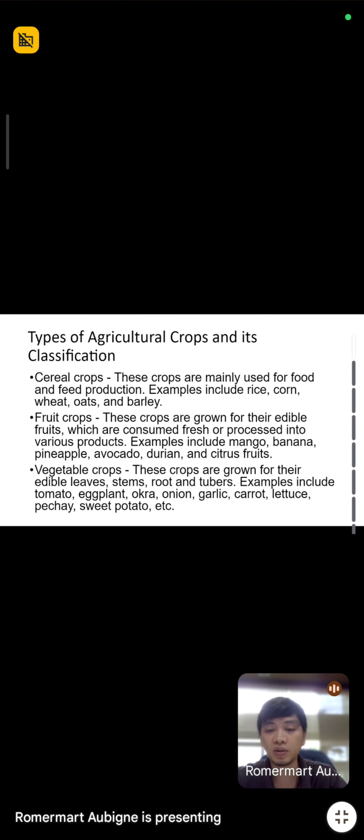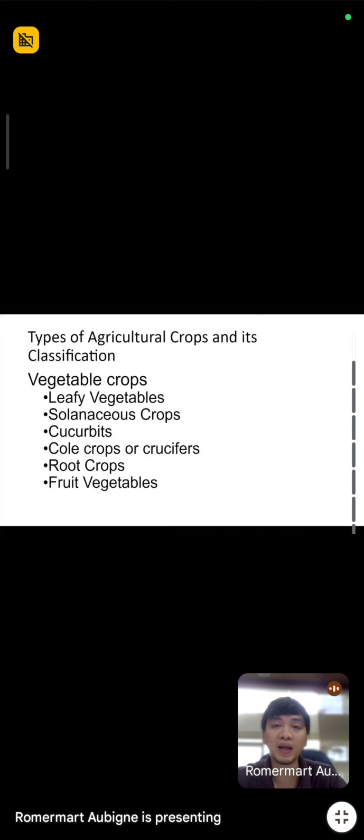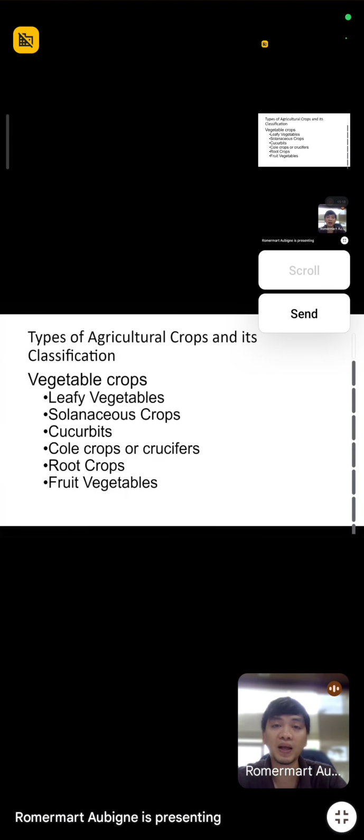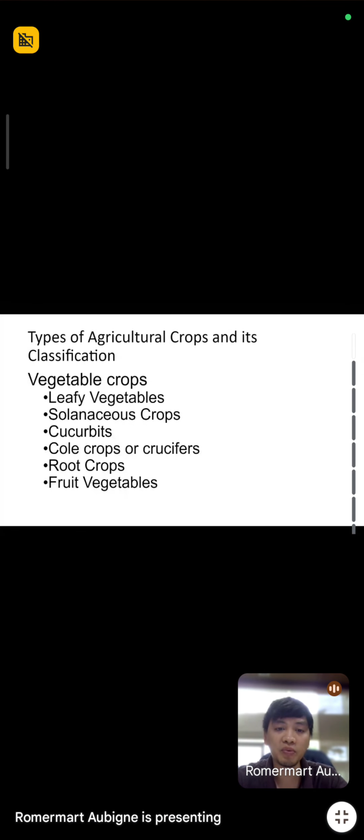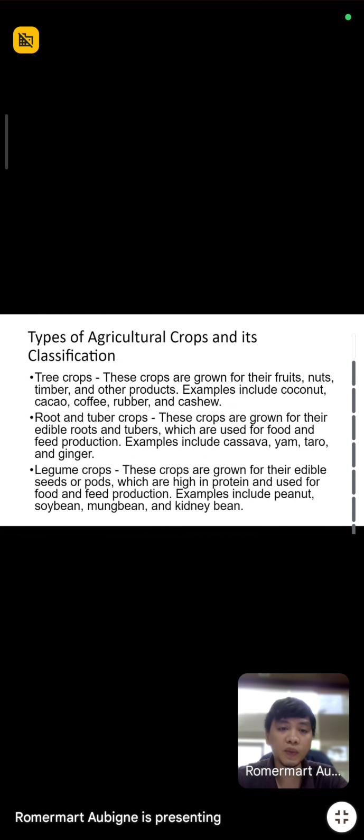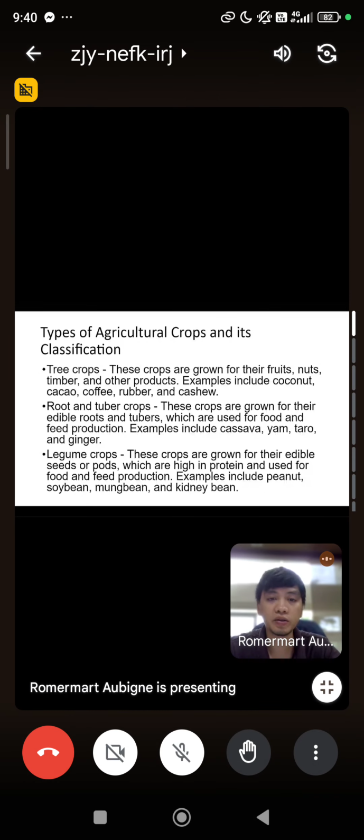For the vegetable crops, these crops are grown for their edible leaves, stems, roots, and tubers. Examples here are salad greens, okra, onion, garlic, carrot, lettuce, pechay, sweet potato. So for the vegetable crops, these can still be classified: leafy vegetables, solanaceous, cucurbits, cole crops, and crucifers. We have root crops and fruit vegetable crops.